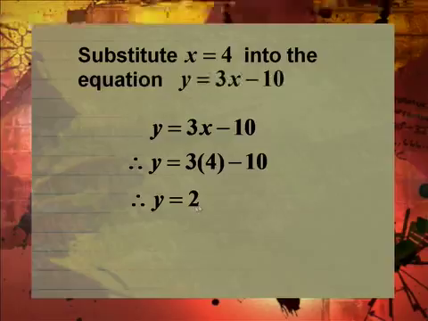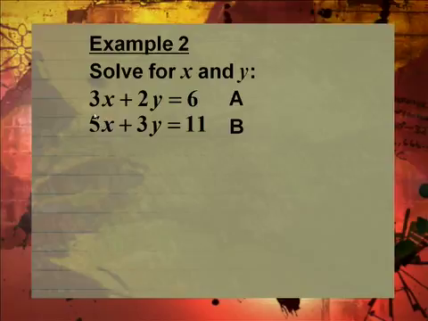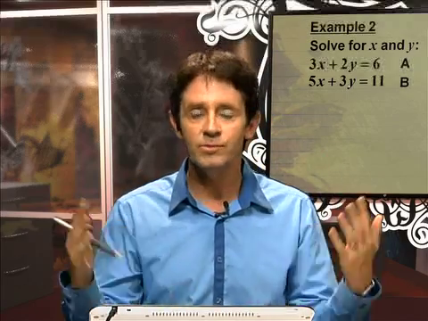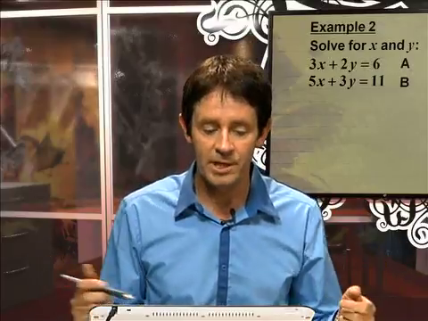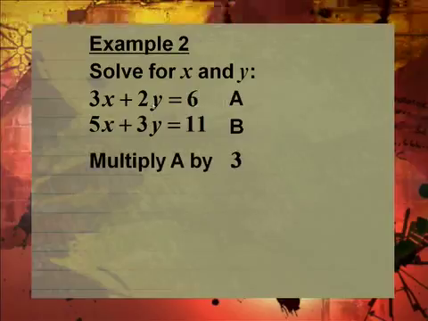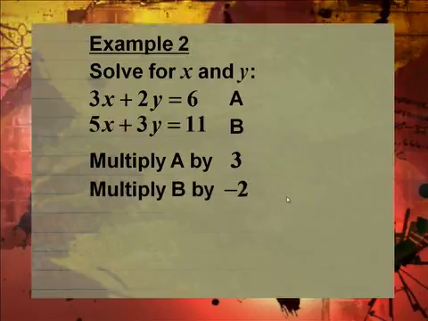Now watch this next example. If you look at this, you've got 3x plus 2y is 6 as A, and 5x plus 3y is 11 as B. Now here's a problem, because adding or subtracting doesn't help since they're so different. Now watch this method. With these two equations, I'm going to multiply equation A by 3, and equation B we're going to multiply by negative 2. Now let's see why we're doing that.